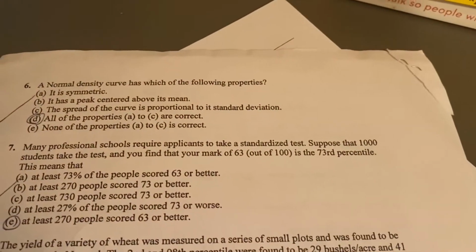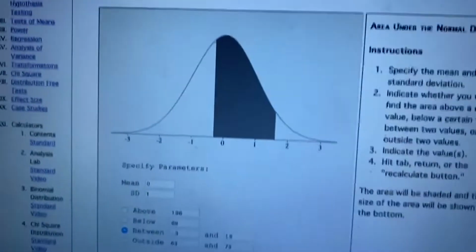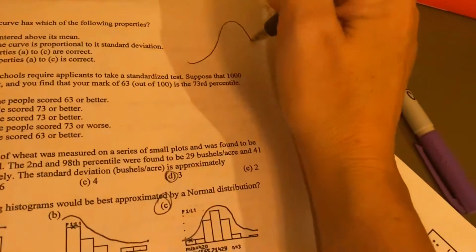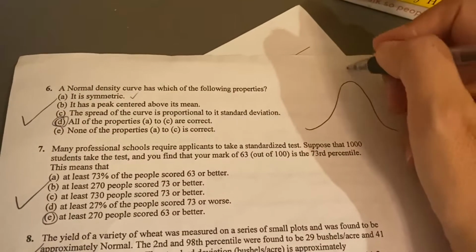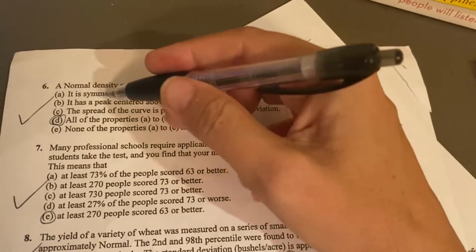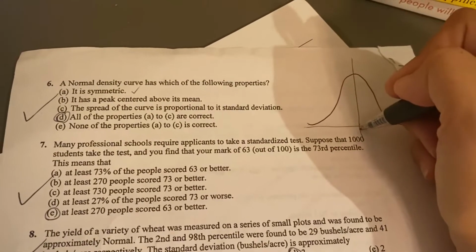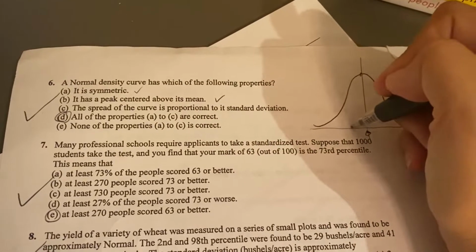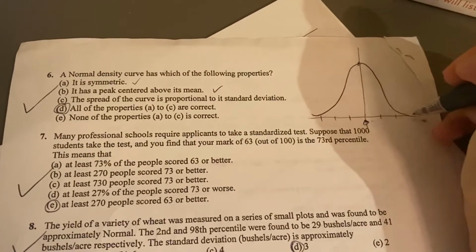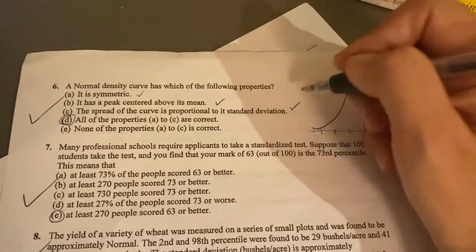A normal density curve has which of the following principles? So if we look at this picture, we're kind of describing this picture. Is a normal density curve symmetrical? Yes. The left and the right are equal size. Is its peak centered above the mean? Yes. This is where the mean is, and the peak is centered right above there. Is the spread of the curve proportional to the standard deviation? Yes. 1 standard deviation is proportional, 2 standard deviations, 3 standard deviations. So we are going to like the answer D.